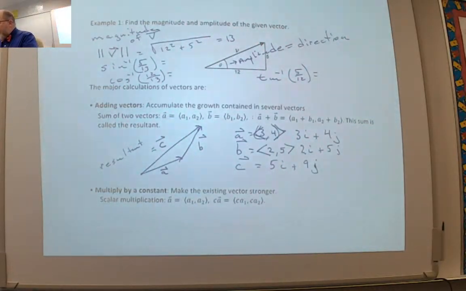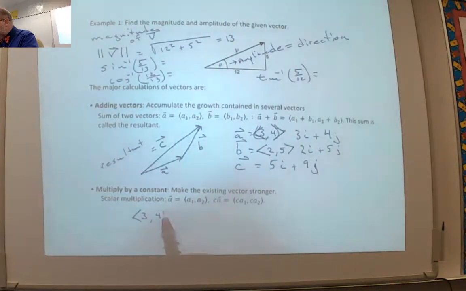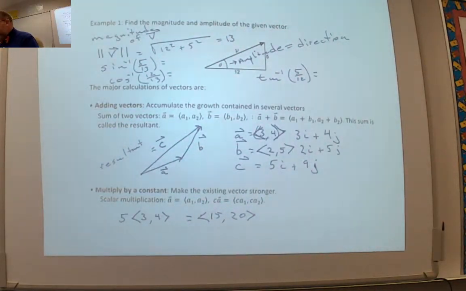You can multiply by a constant. So let's say, again, I have vector 3, 4, and I multiply that by 5. That's going to be vector 15, 20. That's called scalar multiplication. A scalar is just a single number you're going to multiply by. Again, you won't have to do these.